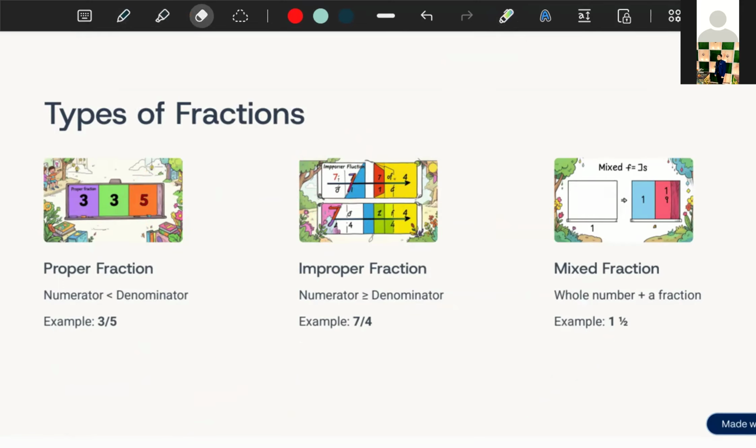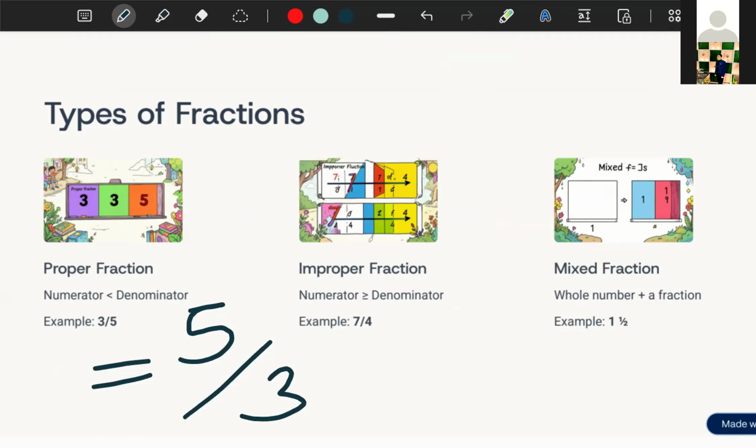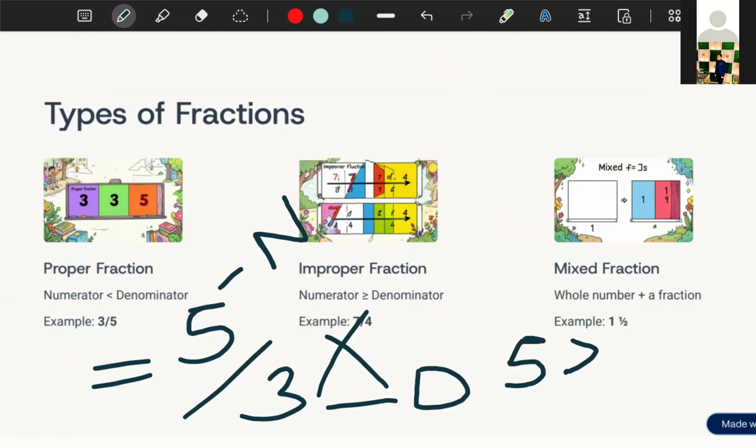But if someone says that 5 upon 3 is a proper fraction, no, this is not a proper fraction, because here we can clearly see that the numerator value is 5 and the denominator value is 3. That means 5 is not smaller than 3. So the numerator becomes greater than the denominator. That is not a proper fraction. A proper fraction only says that the numerator value must be smaller than the denominator value.